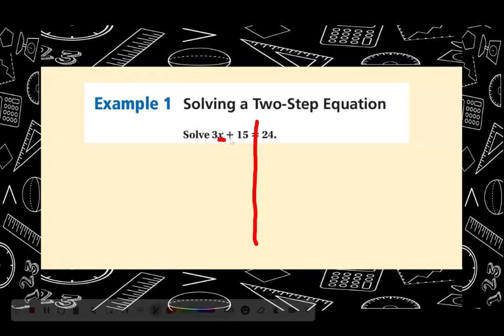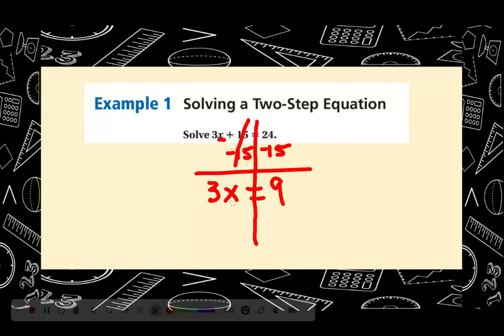So this time you're doing PEMDAS backwards. Okay, so it's addition or subtraction first. So the opposite of plus 15 is minus 15. What you do on one side, you must do to the other. So positive 15, negative 15 cancel out. I'm left with 3x on the left side, the equal sign, and then 24 minus 15 is 9.